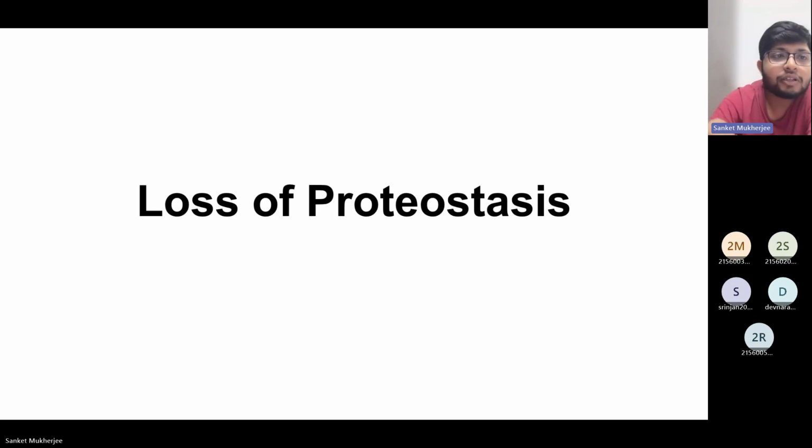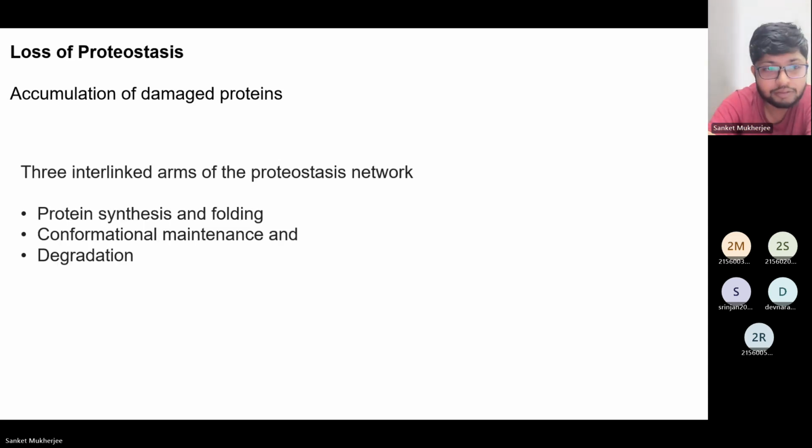So we'll be talking about another hallmark today, that is loss of proteostasis. Anybody could tell me what is proteostasis? Maintenance of the proteome. That is correct. That is absolutely correct. So what happens when the proteostasis machinery is lost? Then we have accumulation of damaged proteins.